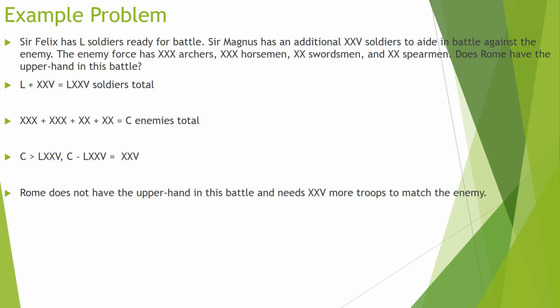So what you do is find the sum of the soldiers, which is 50 plus 25 to equal 75, and you would add the enemy soldiers together, so that's 30 plus 30 plus 20 plus 20, which would equal 100. You can easily tell that 100 is greater than 75, so you would subtract 75 from 100 to get a total of 25, which is the difference between the two armies. So Rome does not have the upper hand in this battle. It needs 25 more troops to match the enemy.